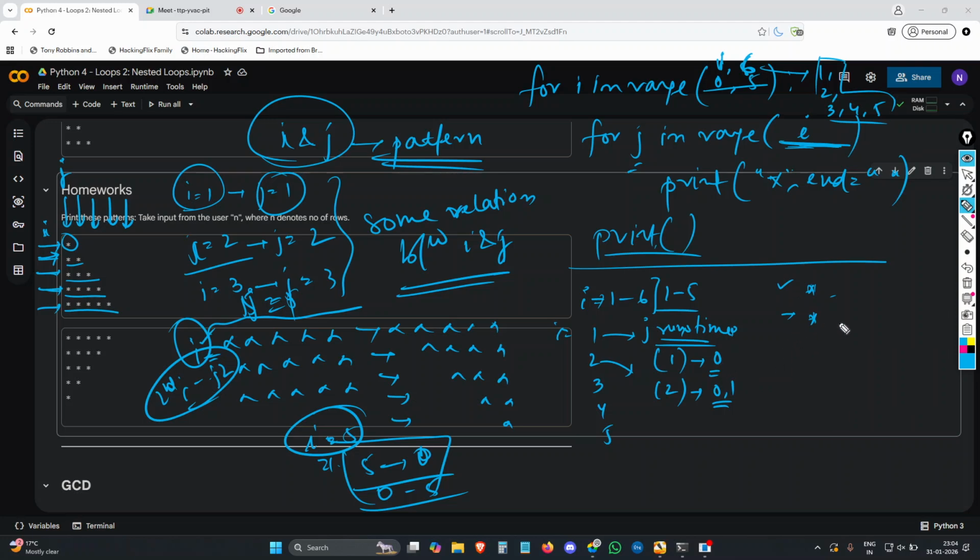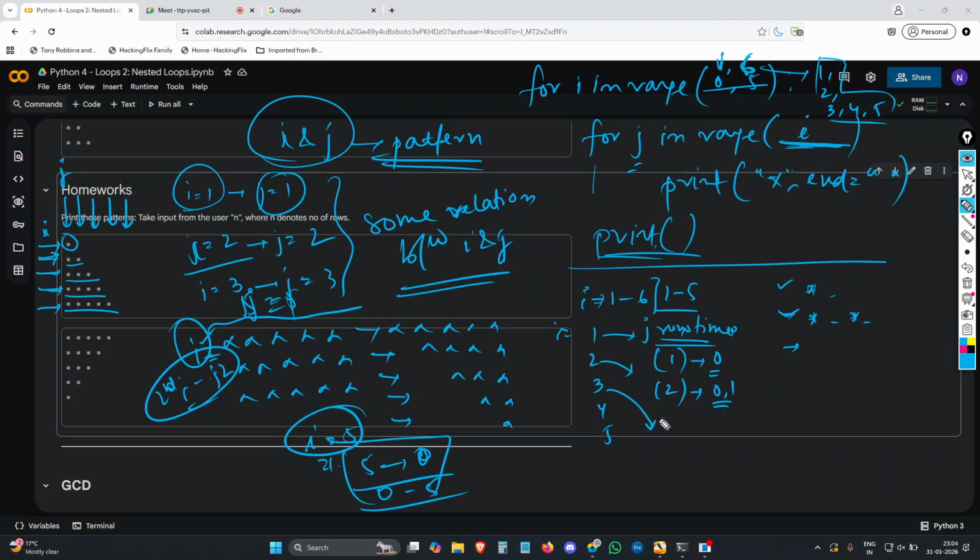So how many times will the star print? Star space star, that star. After running 2 times, because j's range was 2, it will come out of this iteration and then it will come to a new line. So after this iteration it will come to this line.